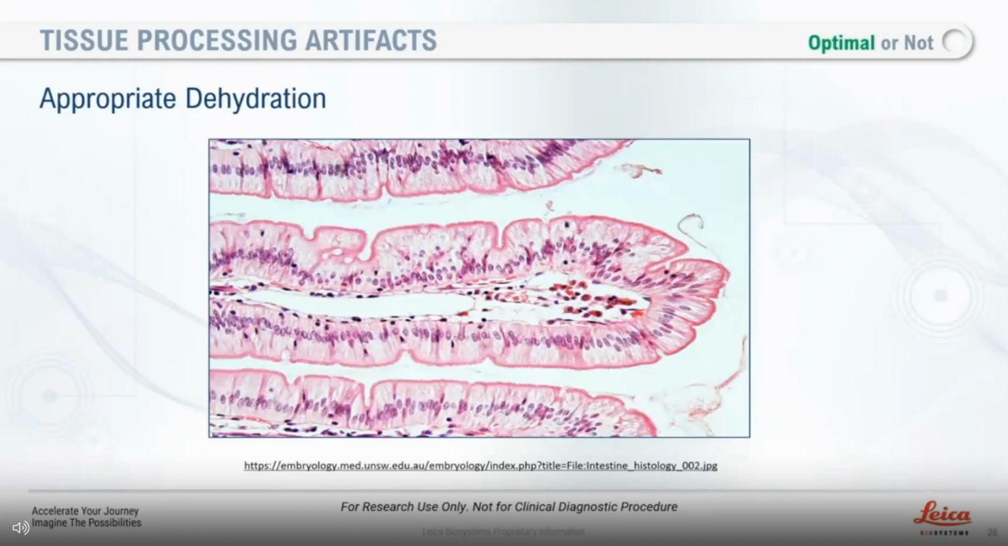Going back to that beautiful section of colon, shows here again that it is clean and crisp. The nuclei are easily seen near the base of the cells. This is an idea of what we're looking at with appropriate dehydration.